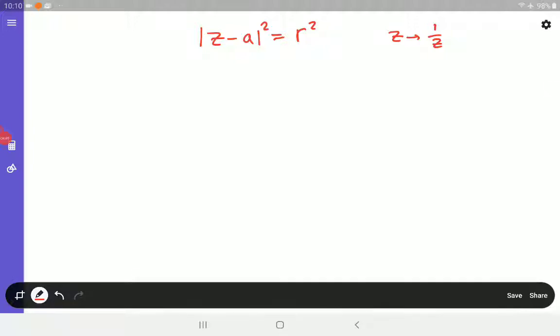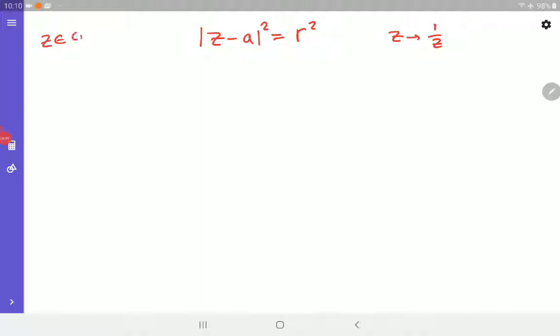Of course, it's obvious that a line through the origin will get mapped to a line through the origin, so we don't bother tackling that case. Okay, so let's say that we've got z. So let's say we've got a point on a circle.